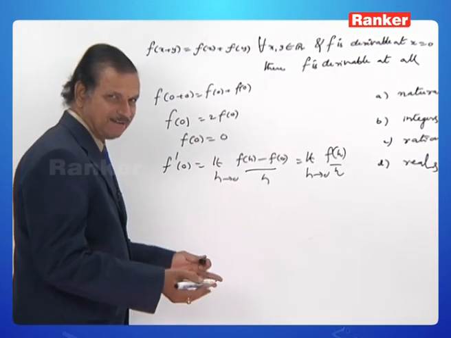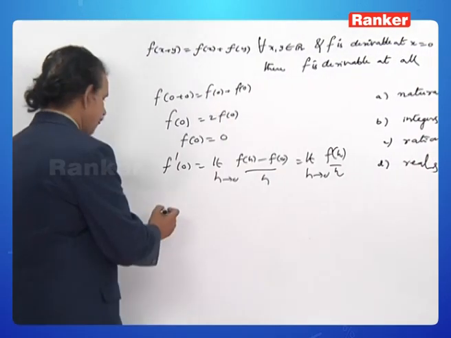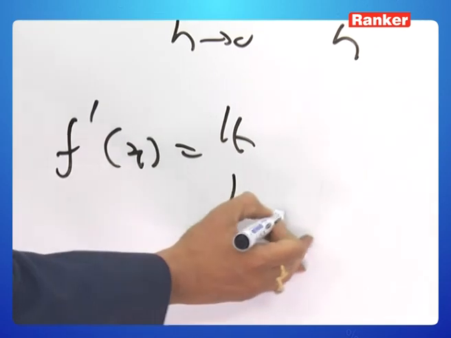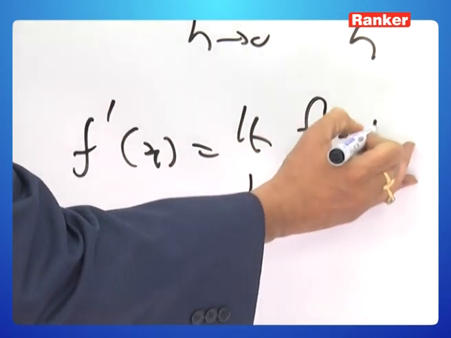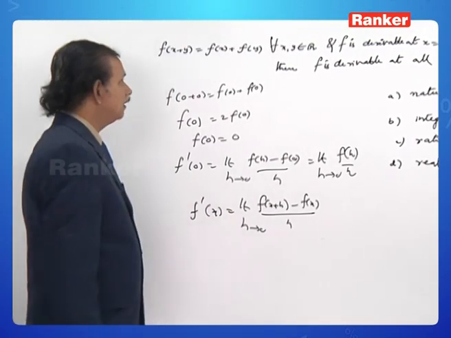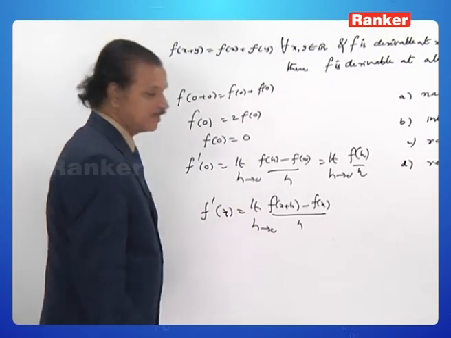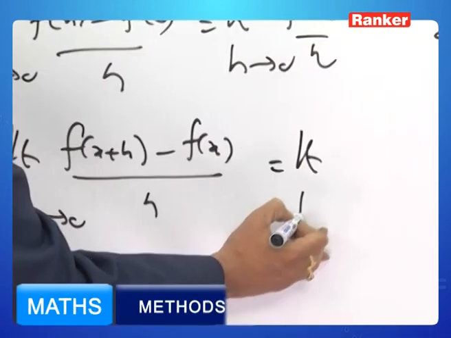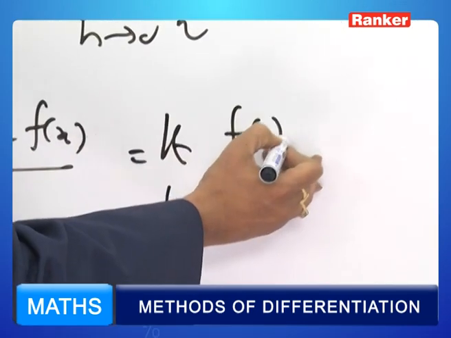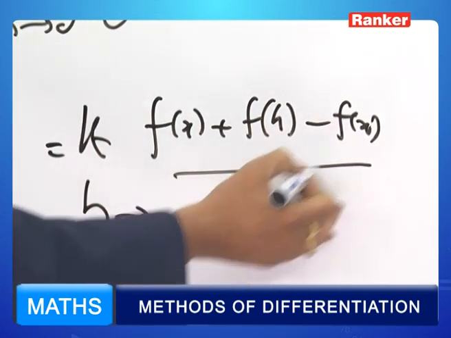F is derivable at all points? We may have to search for f dash x. When does f dash x exist? Look here. f dash x is therefore limit as h tends to 0, f of x plus h minus f of x by h. You see, f of x plus h is equal to f of x plus f of h, isn't it? This is equal to limit as h tends to 0. In the place of f of x plus h, what can you write? f of x plus f of h minus f of x by h.